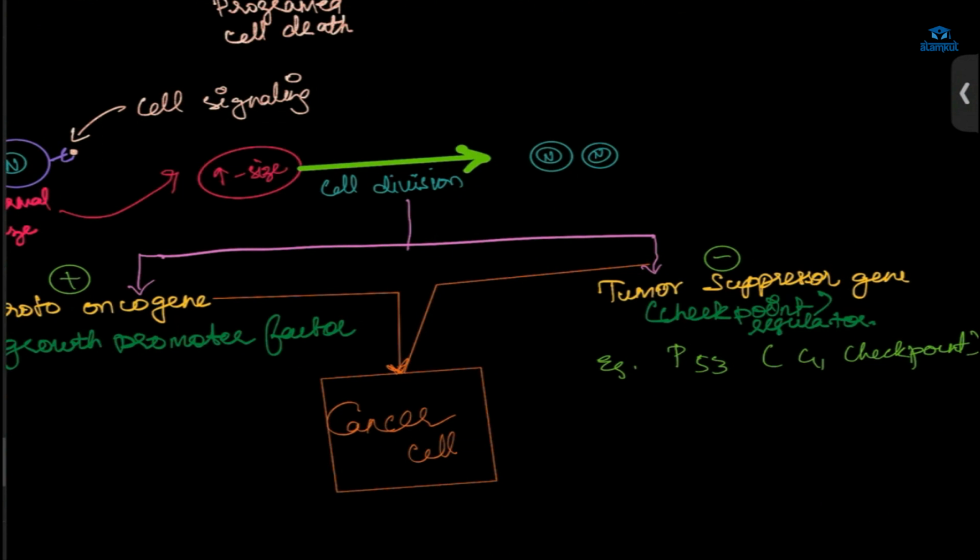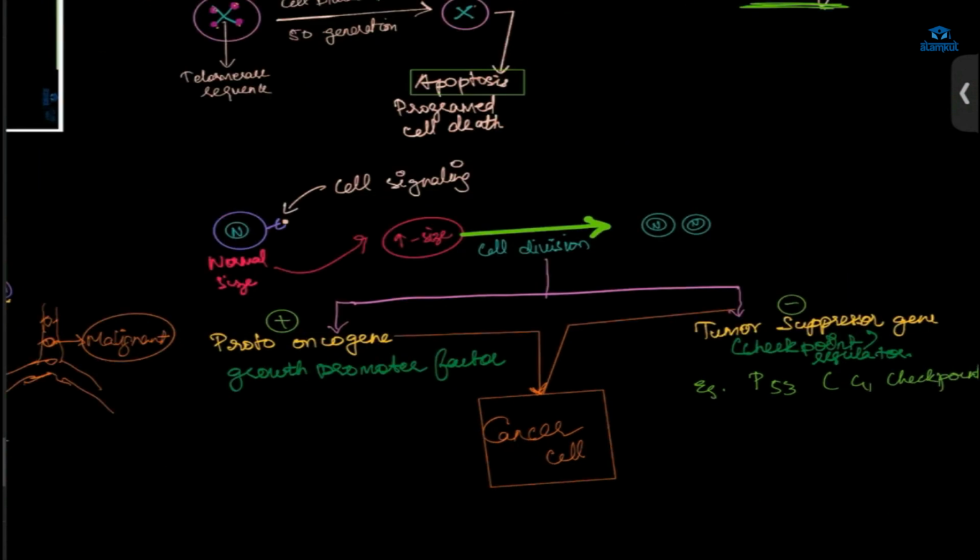So what will happen here? No suppression. There is no control point in the cell division. So what will happen? The cell will multiply, so it will become a cancerous cell. Both the conditions, ma'am. Because of that only, cancer cell is formed. Proto-oncogene and tumor suppressor gene, both of them.